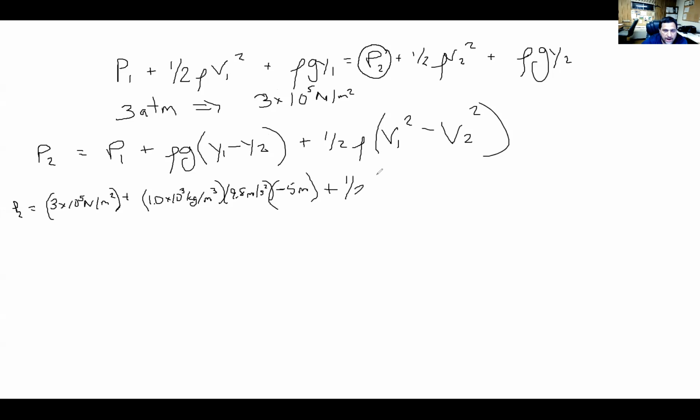Plus 1/2. So now I'm on to the velocity component of this. 1.0 times 10 to the 3rd kilogram per meter cubed, times V2, or I'm sorry, V1, which is in the basement, 0.5 meters per second, squared, minus, from part A, we determined 1.2 meters per second, squared.